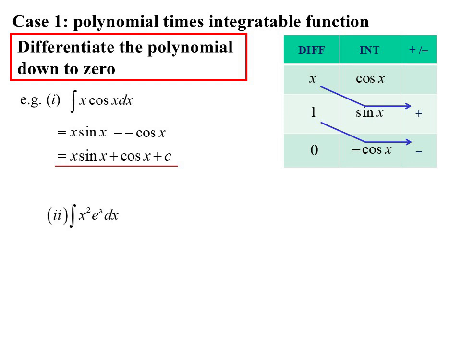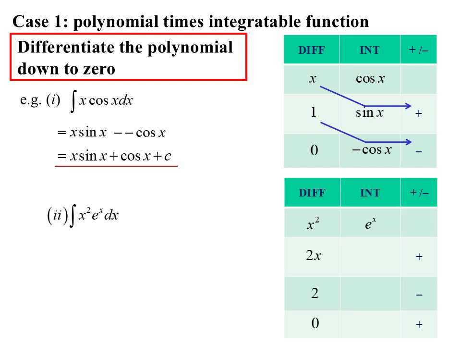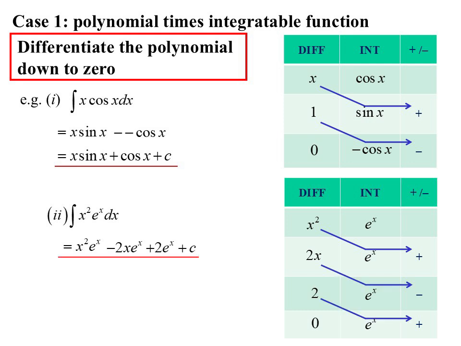So x squared e to the x. Okay, differentiate down on the x squared, and then I'll just keep integrating. Well, it's just e to the x every single time. Alright, now I can just write the answer down: x squared e to the x minus 2x e to the x plus 2e to the x. There's the answer. That's nice.